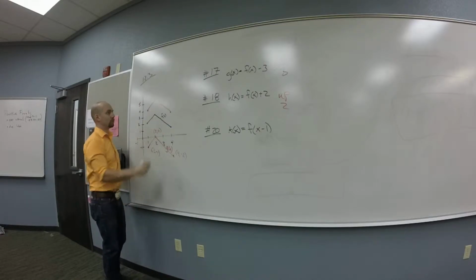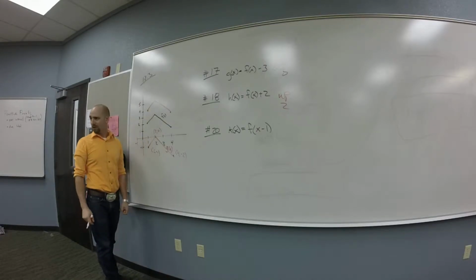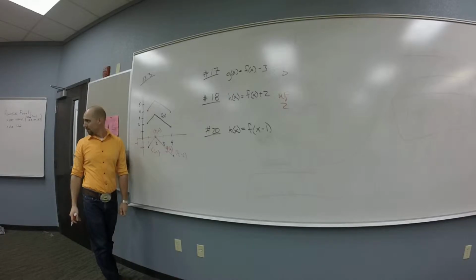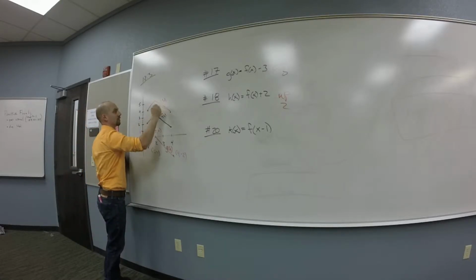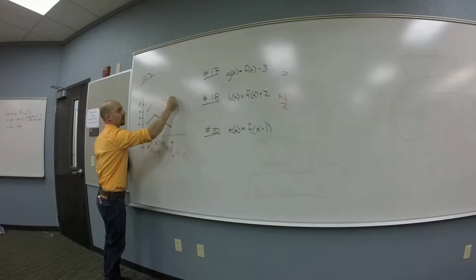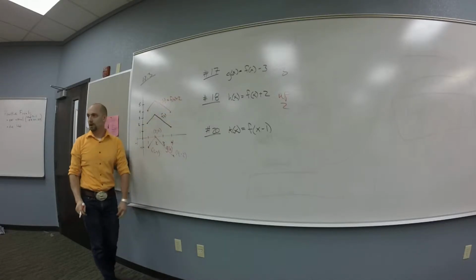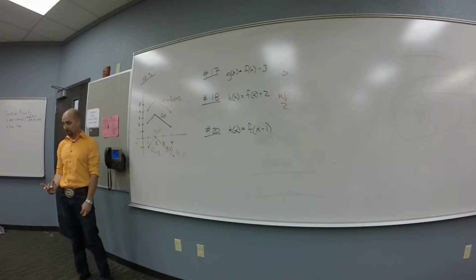So there's my graph. What was the label on this one? Okay, so I could call this f of x plus 2, or I could call it h, right? Those are the same label, actually. They mean the same thing.